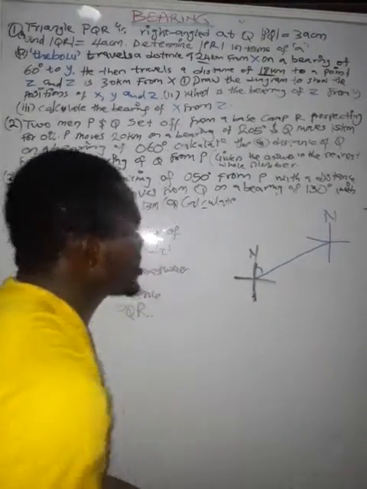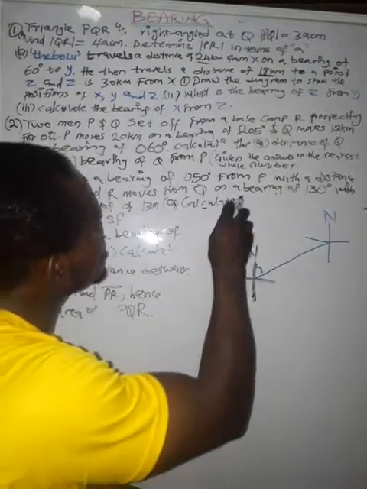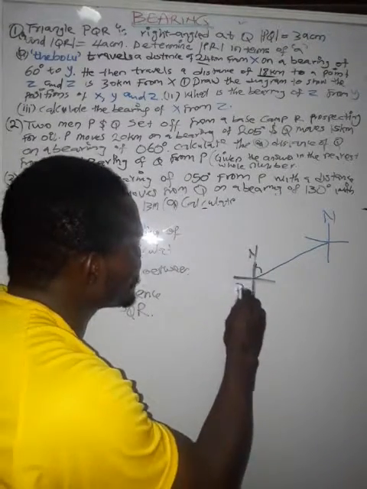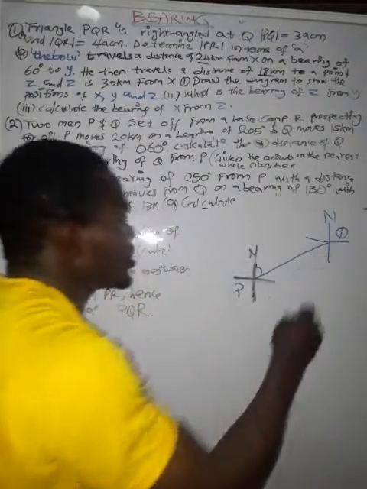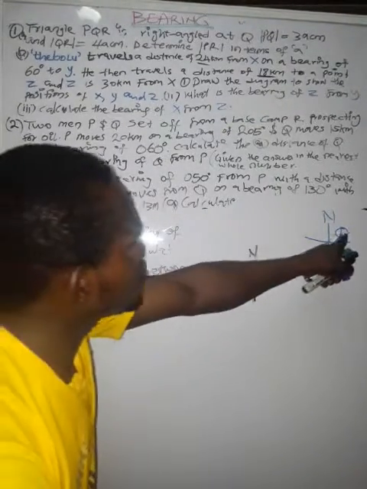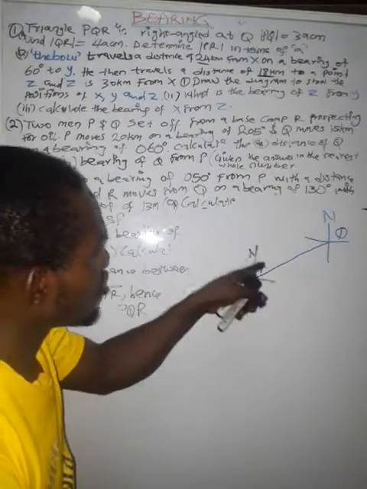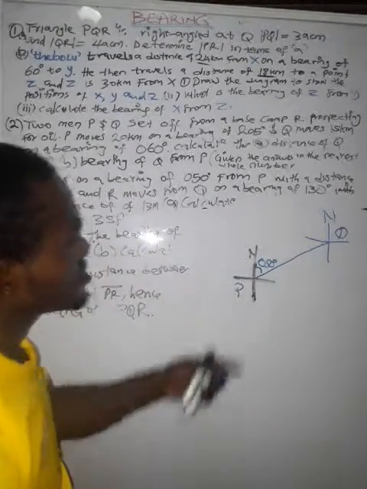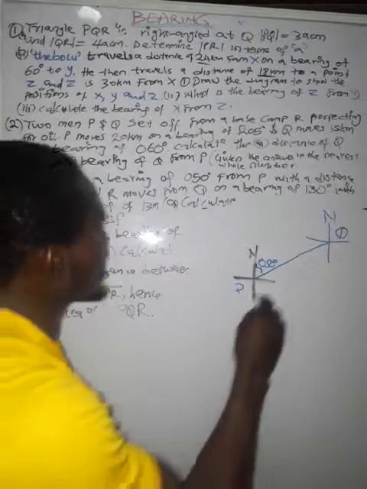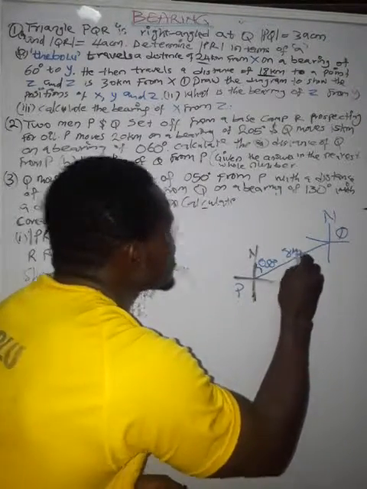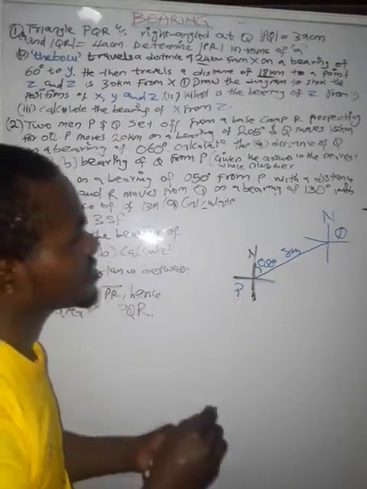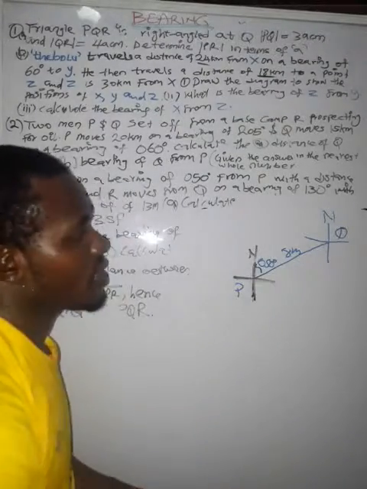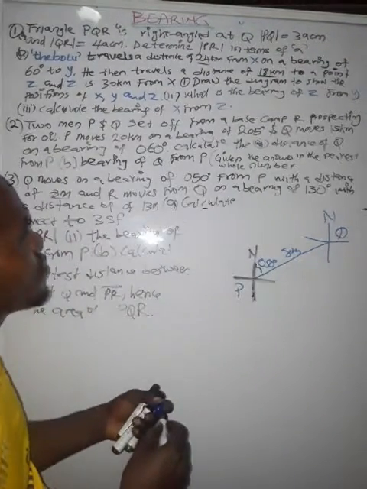Here is still north. Now, it is Q that left P. Here is P, and here is Q. So the distance, they said Q moves on a bearing of 050 degrees with a distance of 8 meters, with this angle. Q left P. So that is the meaning.